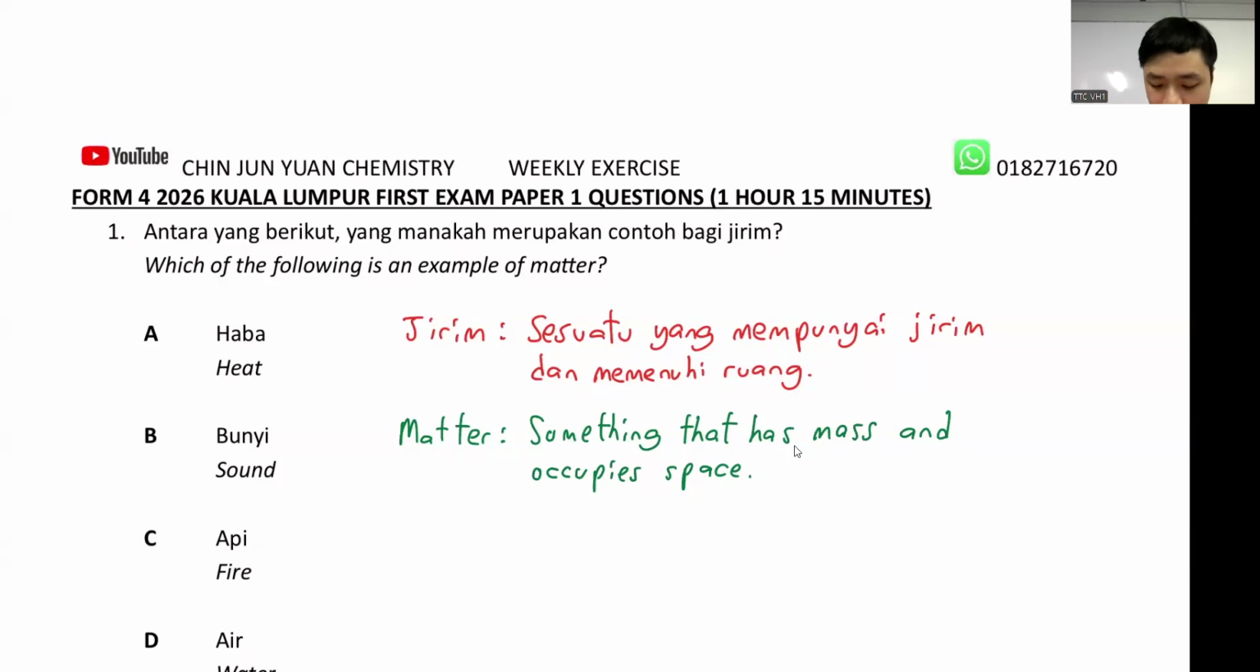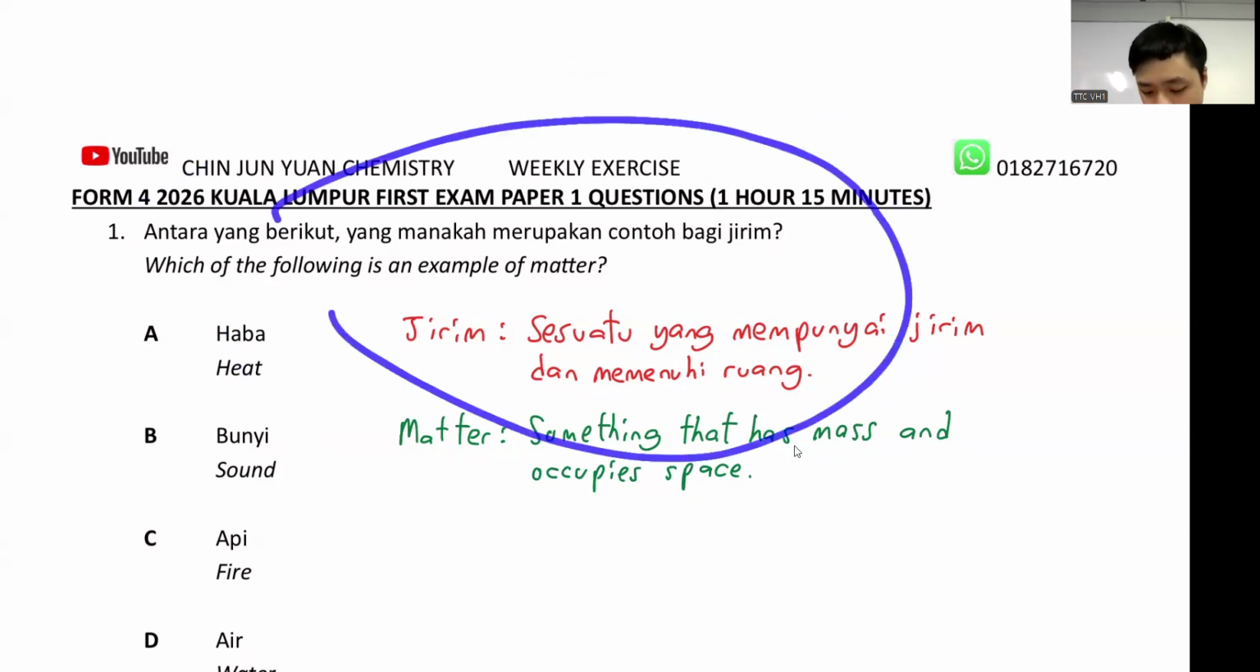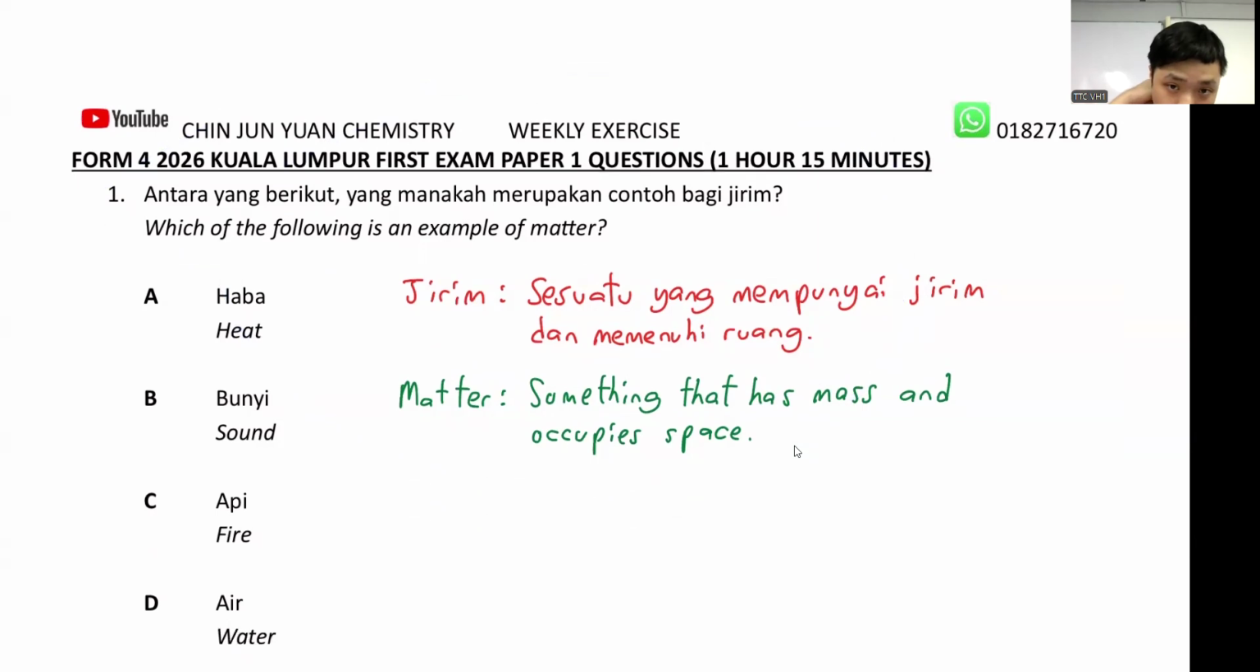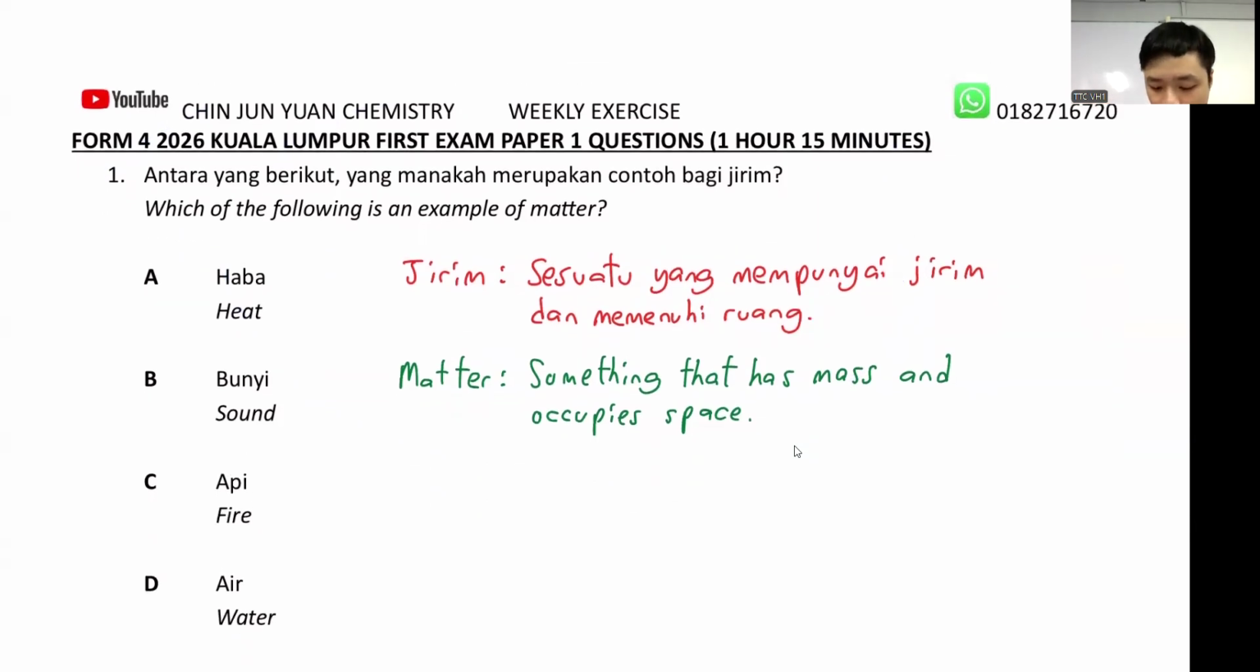So this paper came out this year, KL 2026, covering Form 4 Chapter 2 to Form 4 Chapter 4. Which of the following is an example of matter? First question, straight away. We do paper 1 first, then after that you do paper 2. Paper 1, first question, this one is the easiest question, but I saw some of my students still got it wrong in this part.